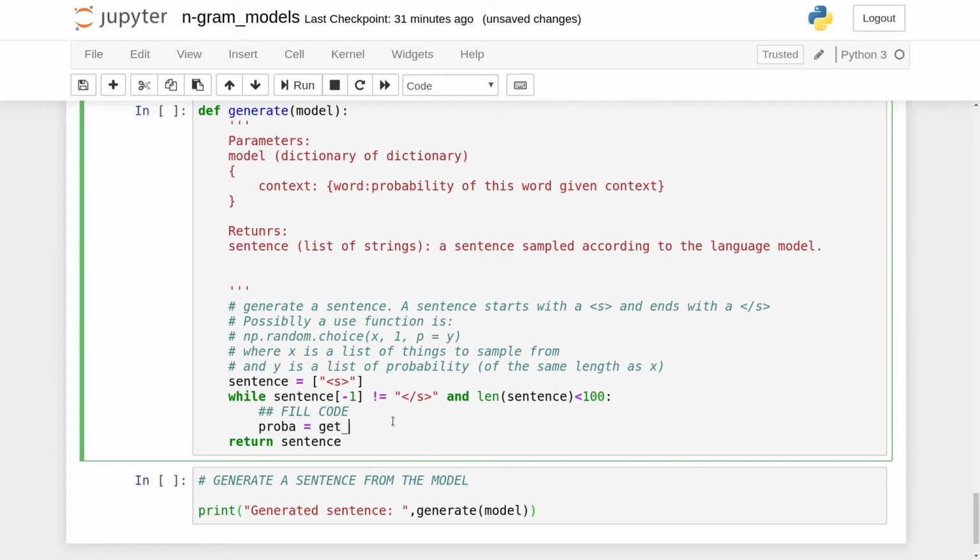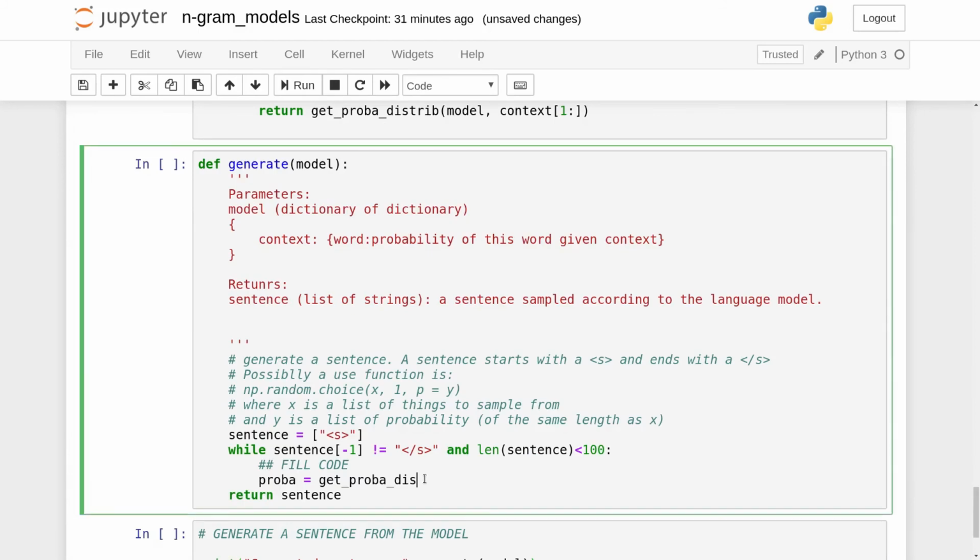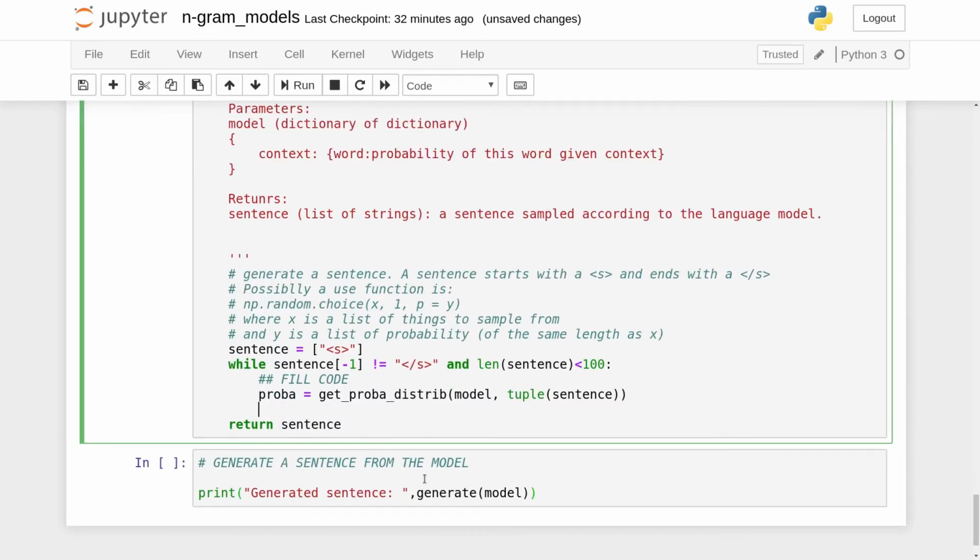probability equals get_prob of model, and then tuple of sentence. Okay, and now given this probability, we can use the nice function from NumPy. It's called np.random.choice. Given a list, and given the probability of each element in the set, it is going to return a number of elements.